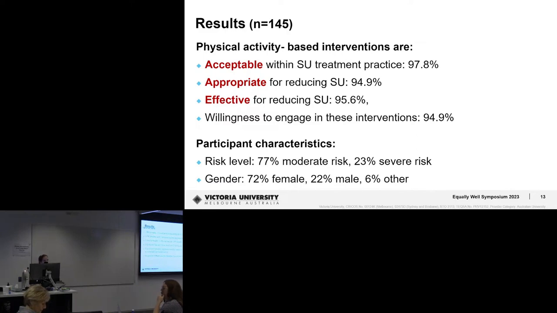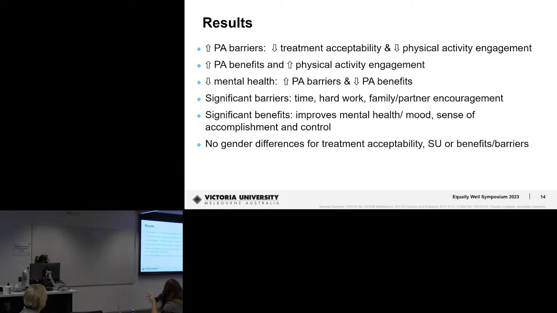The results also showed that there was a significant negative relationship between the experienced barriers, treatment acceptability, and physical activity engagement. So the more barriers to physical activity engagement young people experienced, the less they found this kind of treatment acceptable, and the less actual physical activity engagement they reported. I also found a positive relationship between the amount of benefits they experienced and the physical activity engagement. So the more benefits they experienced, the more their own engagement, and a negative relationship between mental health and physical activity barriers. So the poorer the mental health, the more barriers young people experienced, and the fewer benefits in physical activity engagement young people experienced.